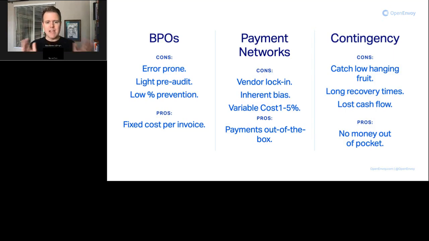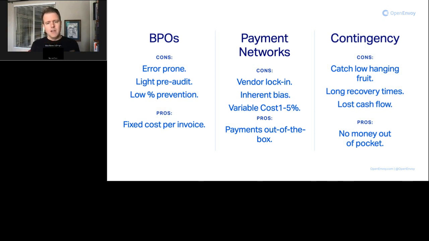The first, BPOs. Everybody's very familiar with BPO, and it tends to be error prone. They basically perform what is called a light pre-audit, so that's your two-way and three-way match. For the most part, they just try to nail that upfront stage because they need to make sure that you're paying approximately close to the right amount before you pay your vendors. It usually prevents a low percentage of the total errors in an invoice, but they can't spend any more money to actually address every last little problem. The pro, though, is that they usually charge you a fixed cost per invoice, which is great as a financial person. You understand exactly what your costs are going to be as you scale your business.